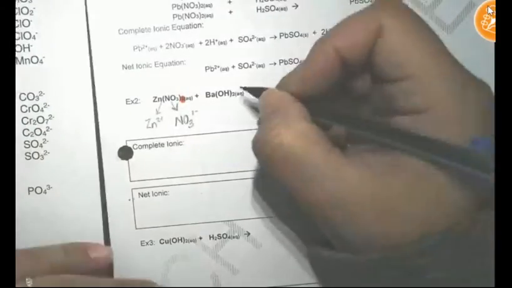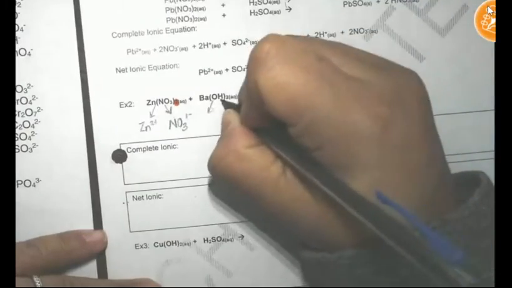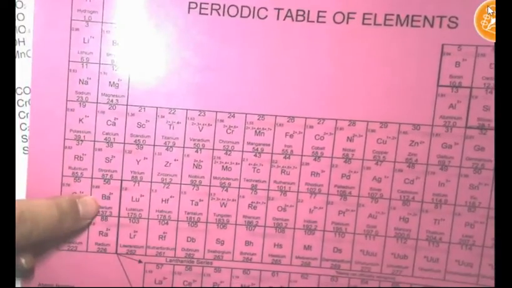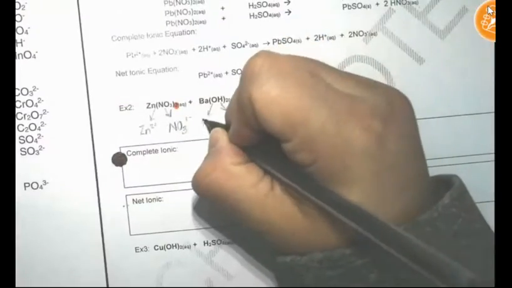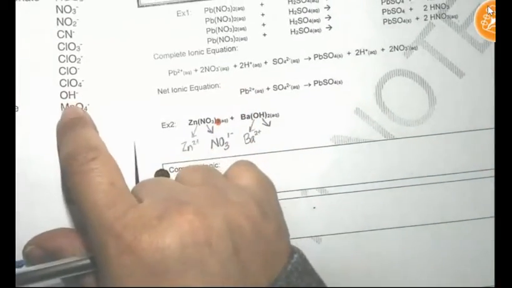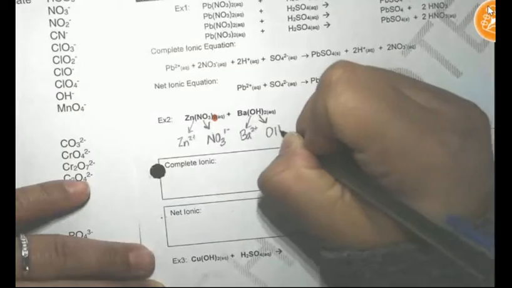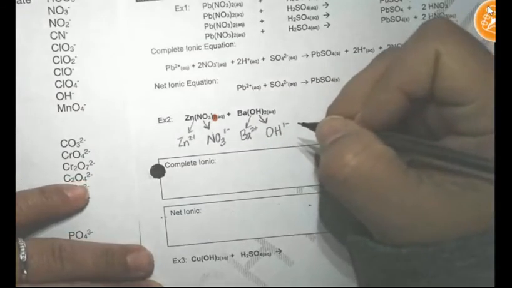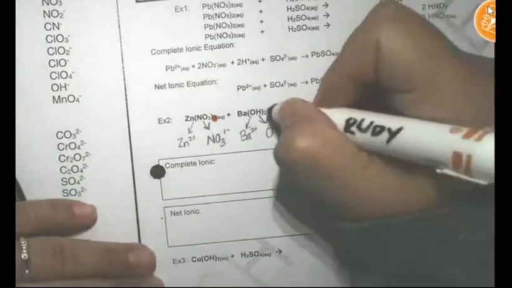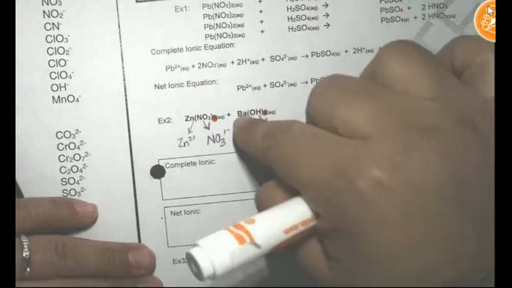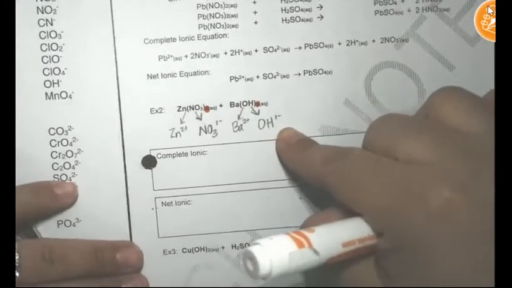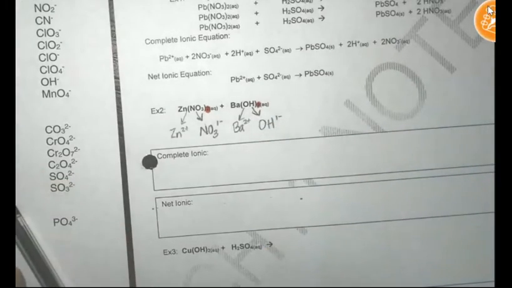Then I have the ions that make up Ba(OH)2. So I separate those, right? Ba is 2+, and OH is hydroxide, OH 1-. All right, once again, I have a 2 here that did not pertain to the polyatomics, so that's going to play an important role in a little bit.